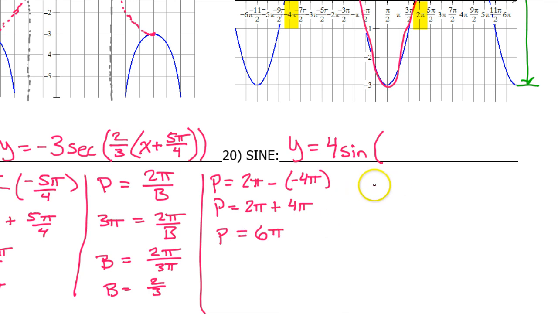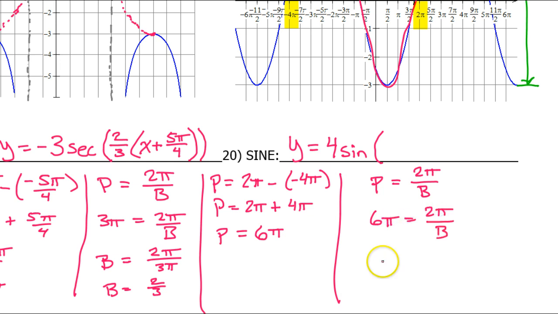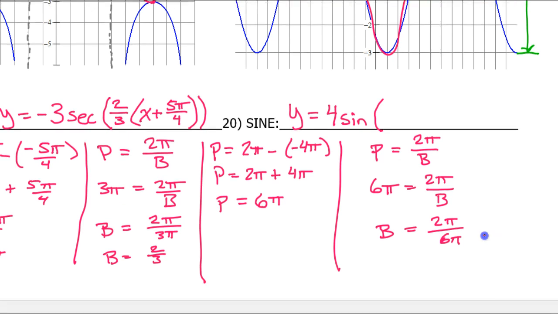But what I need is the b value. So I know that the period is going to be the normal period divided by the b value. But now I know that the period is 6 pi. So that means 6 pi is going to equal 2 pi over this b value. If I swap these out, that tells me that the b value is 2 pi divided by 6 pi. And the pi's cancel out. And 2 over 6 reduces to 1/3. So the b value is 1/3. So that's why I'm going to have a 1/3 right here.